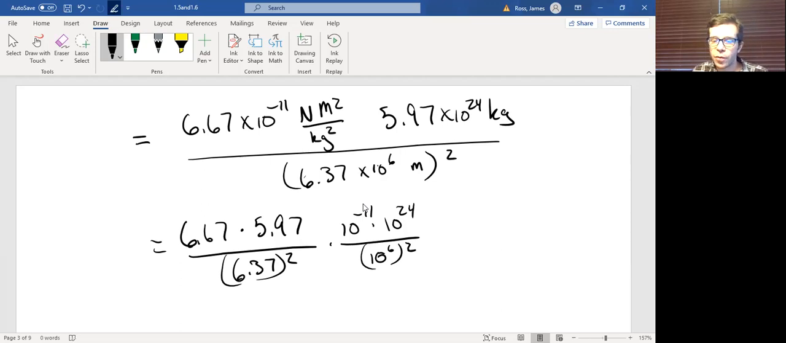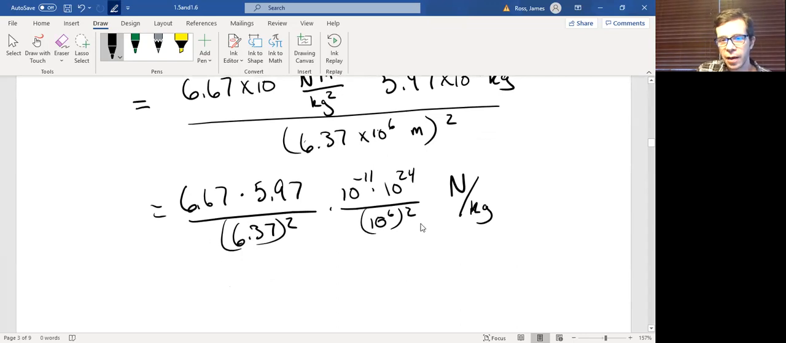And then I could bring my units over too. One of the kilograms cancels, both of the meters cancel, and we get newtons per kilogram. That's why I said if we wanted the force, I'd have to multiply by the mass. This is what's nice about scientific notation. I can now look at this and figure out the order of magnitude of the force. Or sorry, I said force again, the field strength. So 10 to the 6th squared is 10 to the 12th. 24 minus 11 is 13, so this is 10 to the 1.